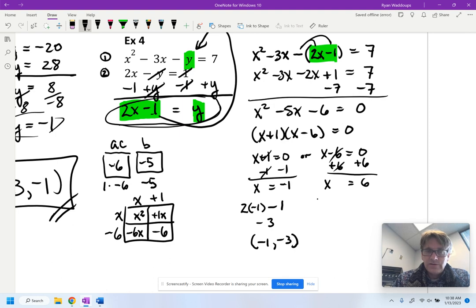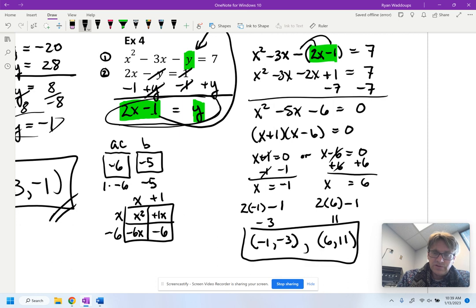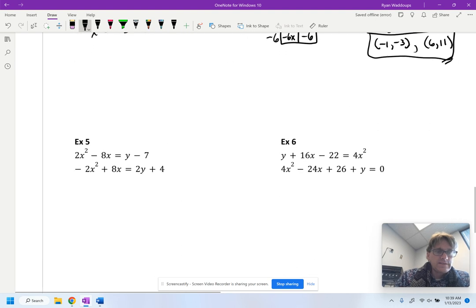Over here I've got 2 times 6 minus 1, and 12 minus 1 would be 11, and so the other solution is at 6 comma 11. And those are the two solutions for example number 4. All right, example 5.